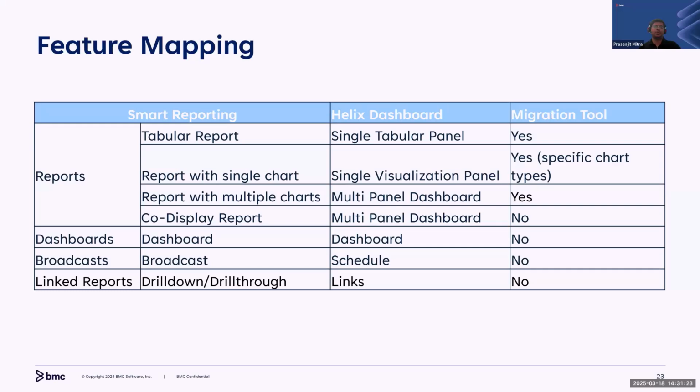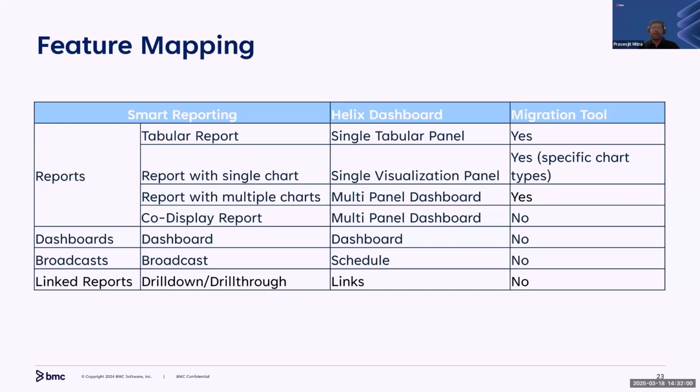Then there are also dashboards. However, on the Helix dashboard side, everything is considered a dashboard. So it can be a single dashboard with one or more panels in it. And that panel can be either tabular or it can hold any other visualizations. So one example would be, let's say you have a co-display report with 10 child reports, when it gets converted into Helix dashboard, you will have a single Helix dashboard with 10 panels, where each panel will be one of your child reports from smart reporting.